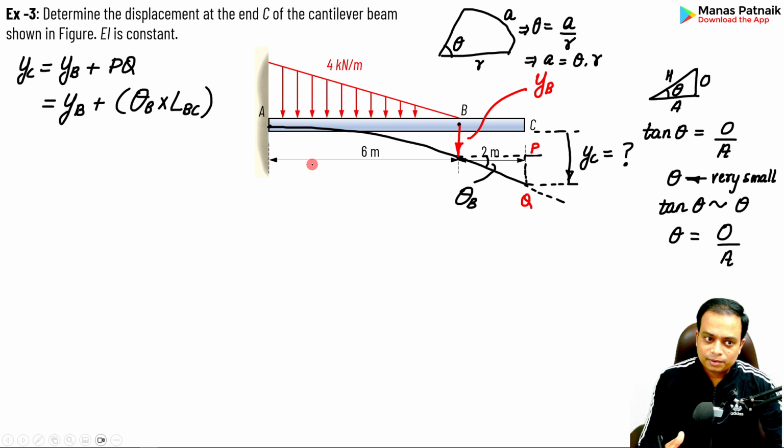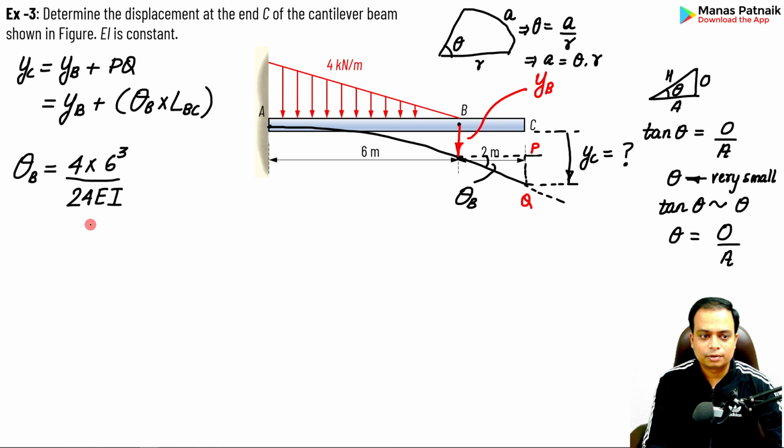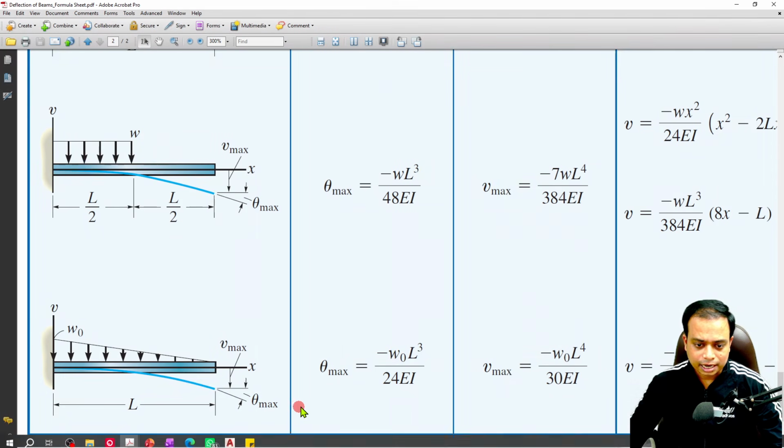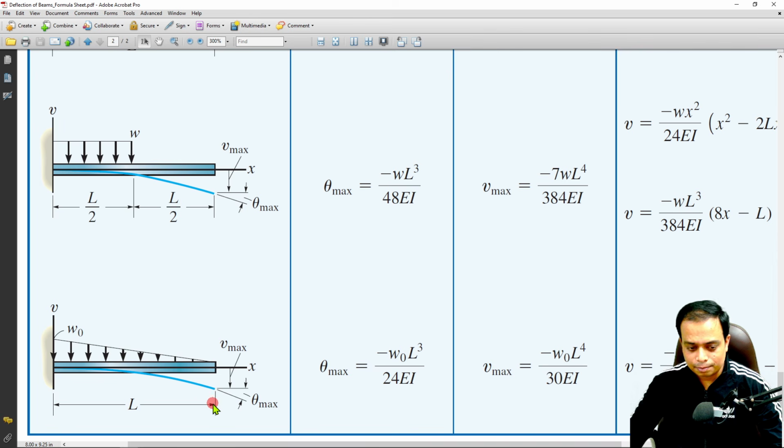I think you've seen those formulas. I'll write down the formulas for YB. I've written it for slope first of all. So this is WL cube over 24 EI. Now, there must be some confusion inside your head about this L. L is the length of the uniformly varying load, where it starts and where it ends, the distance between the two.